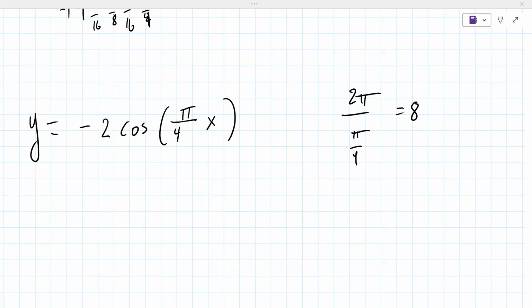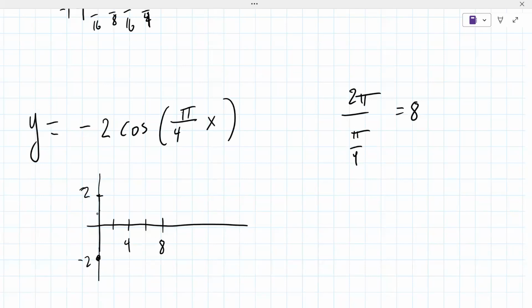I think I did it. Okay, let me check you here. So like you said, call that 8, 2, 4, 6, 8. Cosine normally starts high, but because of the flip and the 2, it's actually going to be down here at -2, +2. So it's going to look like this, something like that. Is that what you have? Yeah. Great.